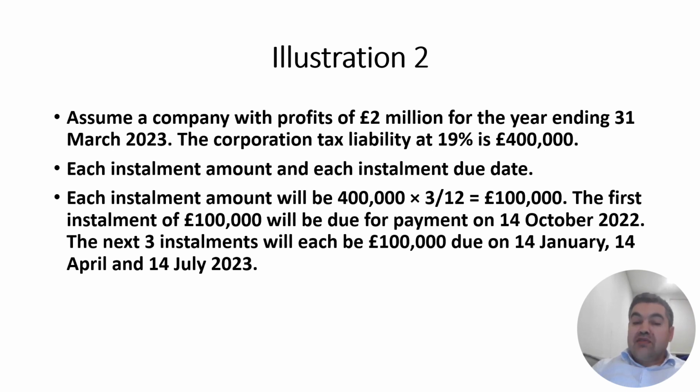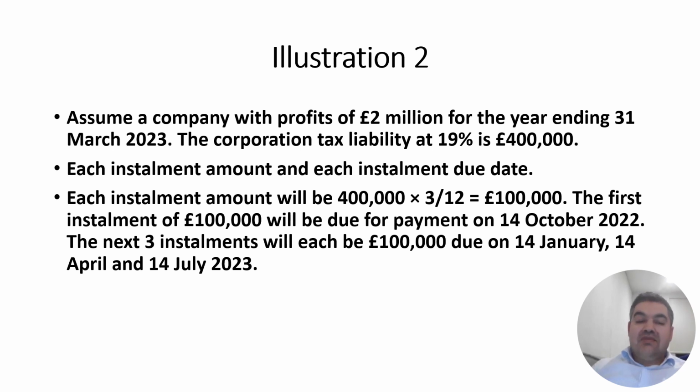So the first installment of 100,000 will be due for payment on 14th of October. Remember, 6 months and 14 days from the start of the accounting period. So it means the 14th day of month 7 from the start of the accounting period. The accounting period started on 1st of April, so month 7 will be 14th of October.